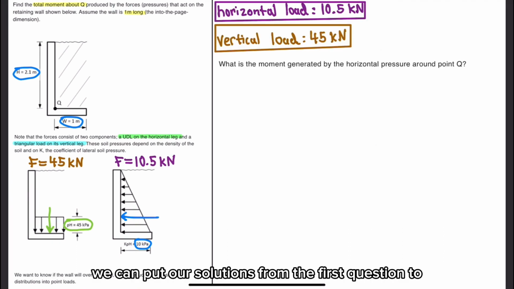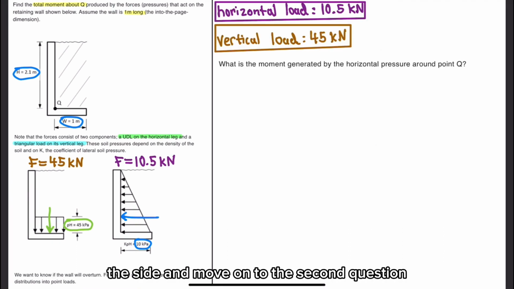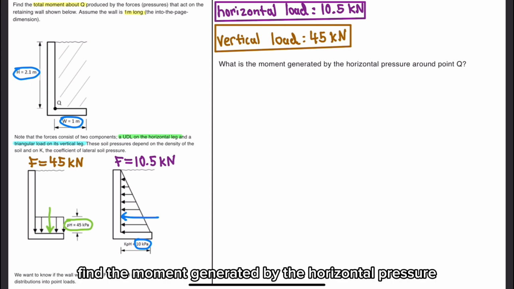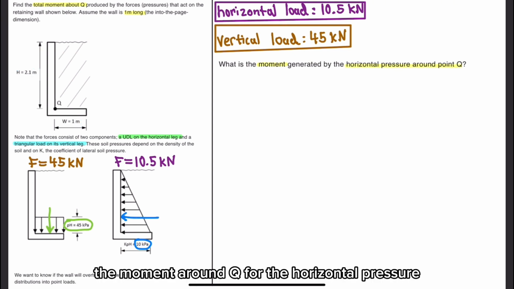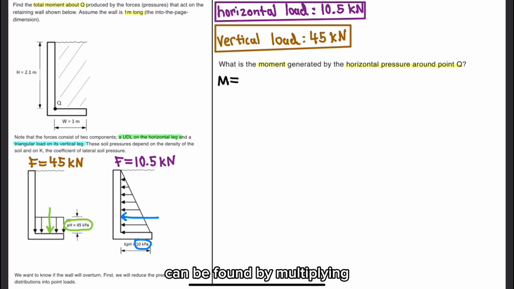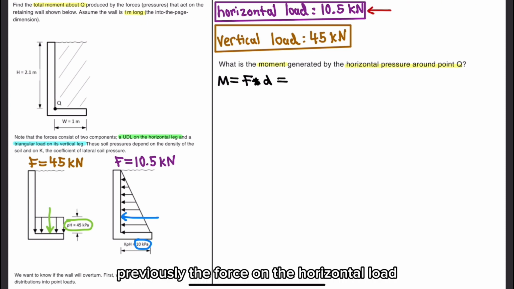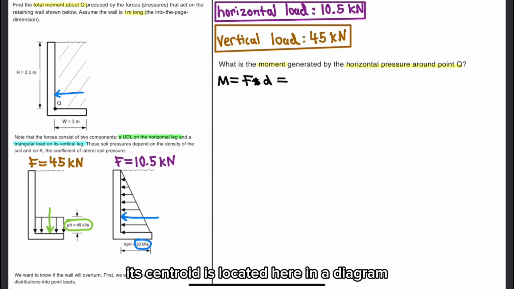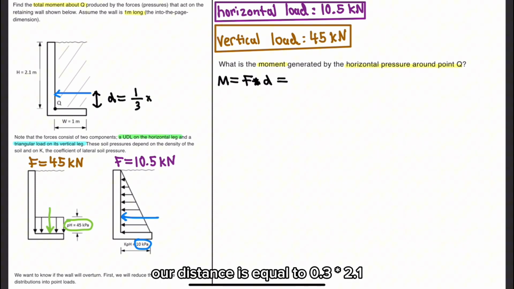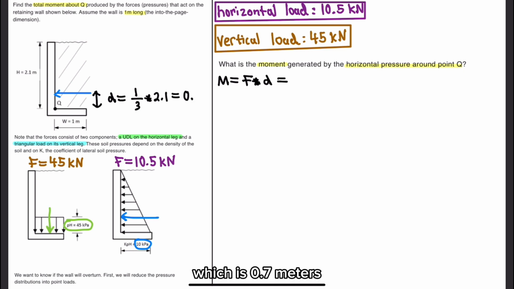We can put our solutions from the first question to the side and move on to the second question, which asks us to find the moment generated by the horizontal pressure around Q. The moment around Q for the horizontal pressure can be found by multiplying the force on the horizontal surface by the distance from the point. Previously, the force on the horizontal load was found to be 10.5 kilonewtons. We must also note that since this is a triangular distribution, its centroid is located here in the diagram, which is 1/3 of the total length. As the length was 2.1 meters, our distance is equal to 0.3 times 2.1, which is 0.7 meters.